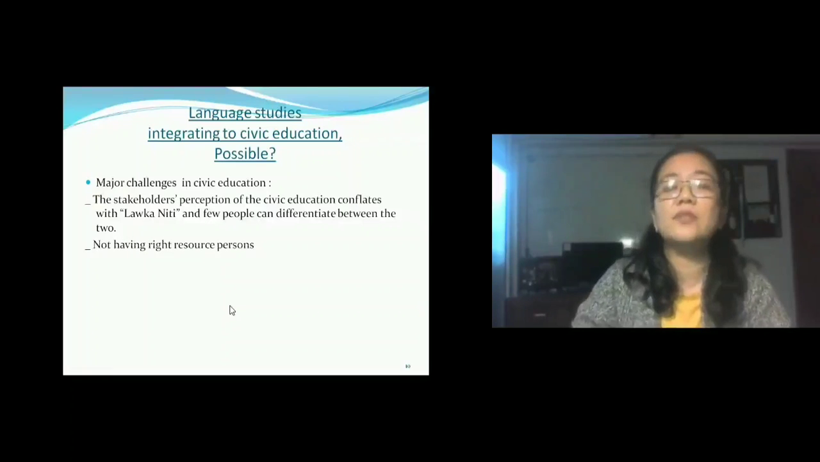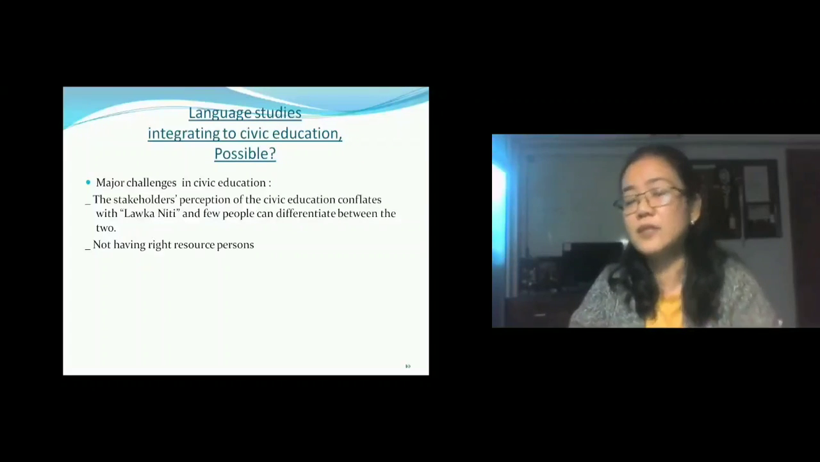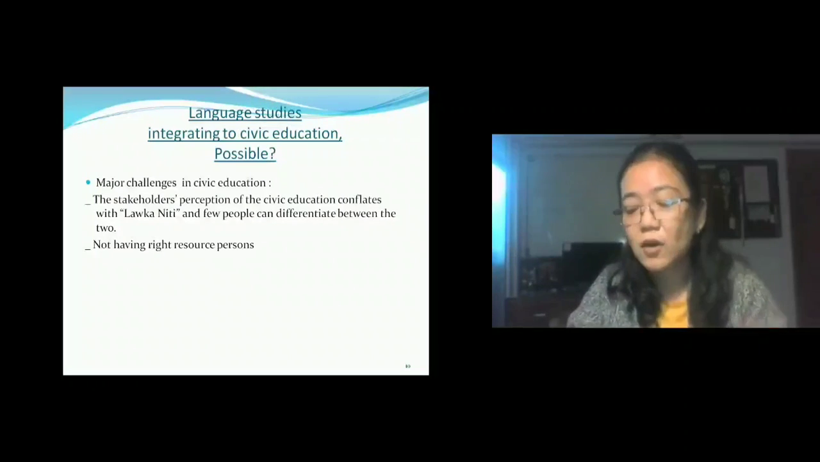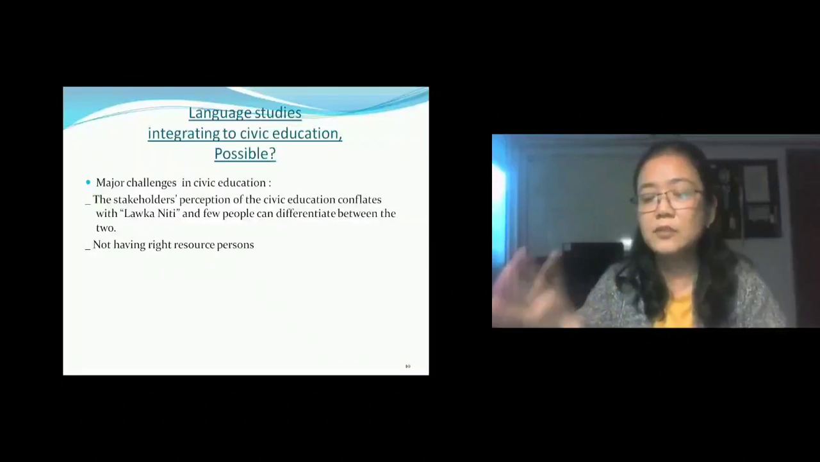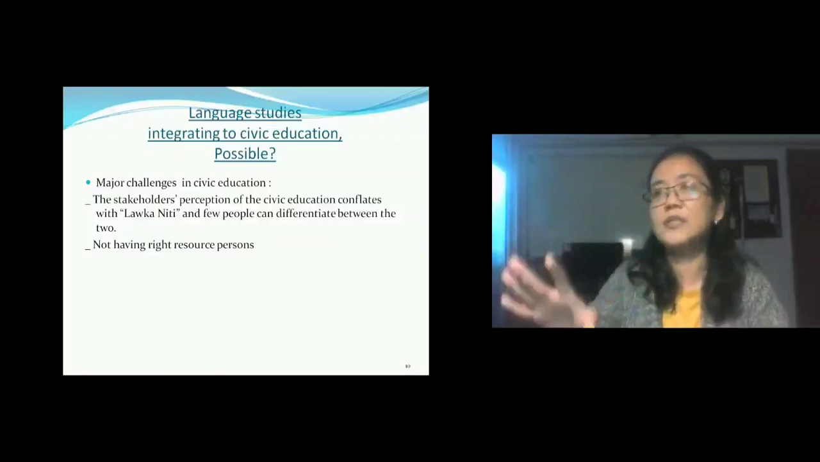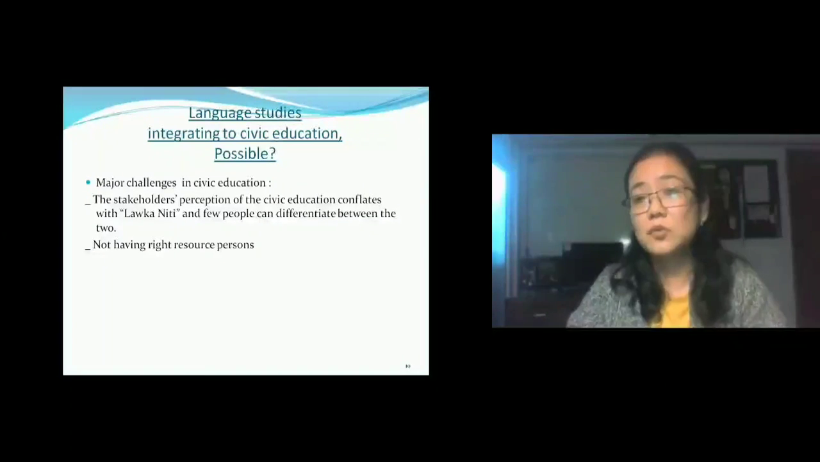Next is not having the right resource persons. When we are implementing or delivering civic content, either in any subject or specifically under civic education, do we have the right resource person? So this is about content and instructional competency.